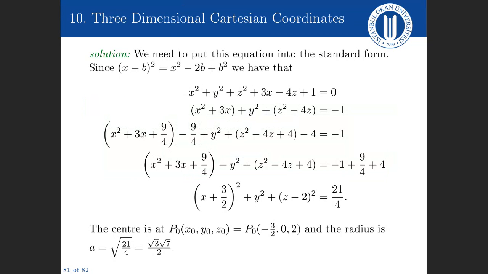First thing I'm going to do is group all of the x terms together, all of the y terms together, and all of the z terms together. And the number I'm going to move over to the right. So I have x squared plus 3x plus y squared plus z squared minus 4z is equal to minus 1. Now this is not quite what we want yet. I want x minus something squared. And to make that, I'm going to add on and subtract something.